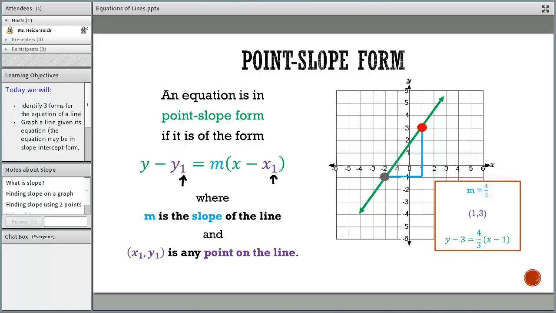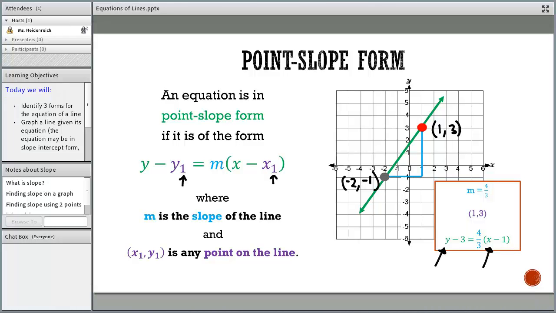So when you write the equation of your line in point slope form, you're going to still have a y and an x, but the y1 and the x1 are going to be replaced with the coordinates of a specific point on the line. So if you look at my example, I've identified 2 points. I've got this one up here at 1, 3. The x is 1, the y is 3. The other point is at -2, -1.